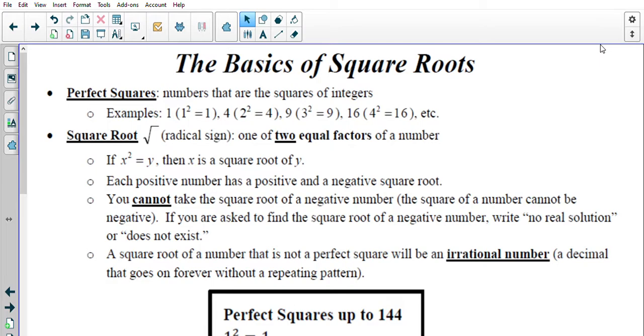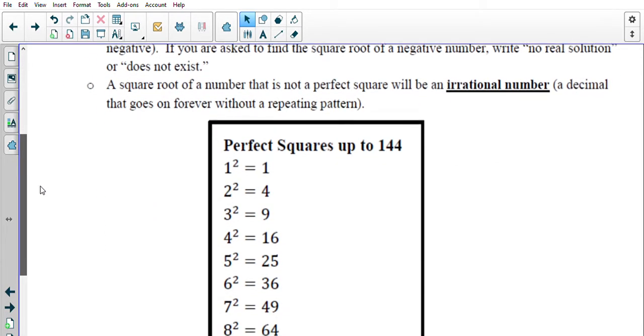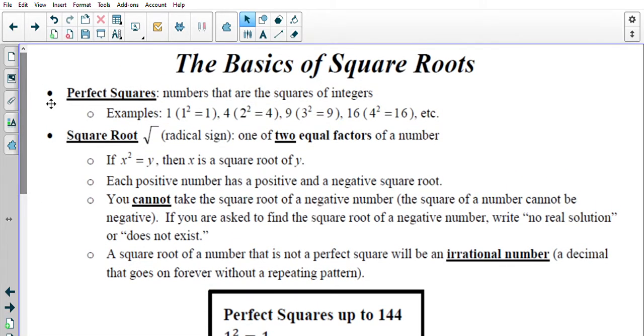So I want to talk about what square roots are. In fact, I'm going to introduce first to you the perfect squares. These are numbers that are the squares of integers. So examples of perfect squares, which are down below as well, include 1, 4, 9, 16, 25, 36, 49, etc., because they are numbers that we get when we square integers. So 1 to the second power is 1, 2 to the second power is 4, 3 to the second power is 9, 4 to the second power is 16, 5 to the second power is 25, and so forth.